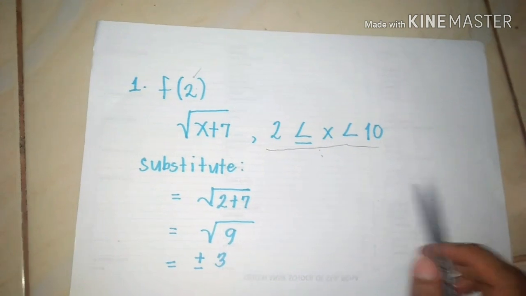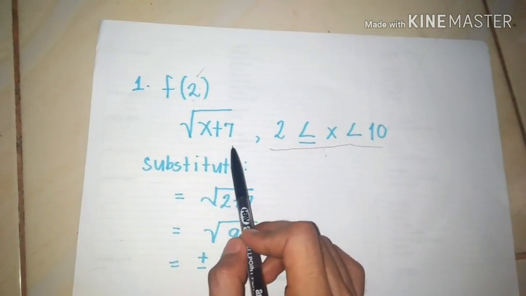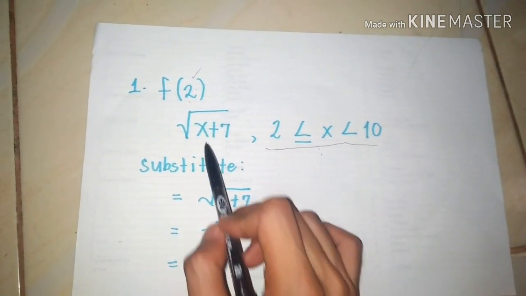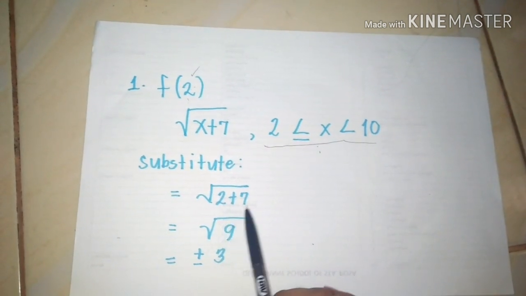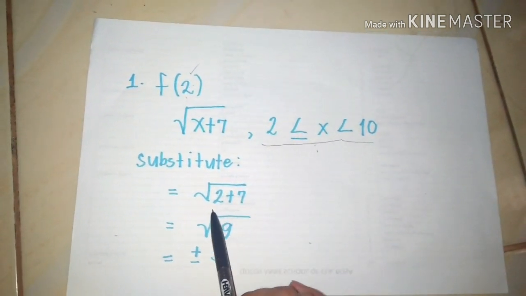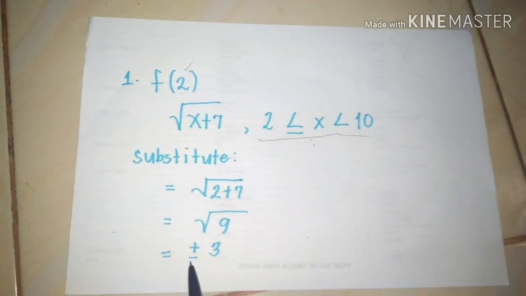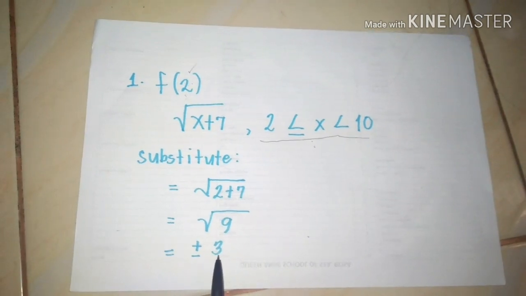Next, isasubstitute natin itong 2 dun sa ating given function, which is square root of x plus 7. So, substitute 2 to x. That's why we have square root of 2 plus 7. Next, 2 plus 7, we have 9. Square root of 9. So, we have two answers. We have positive and negative 3.